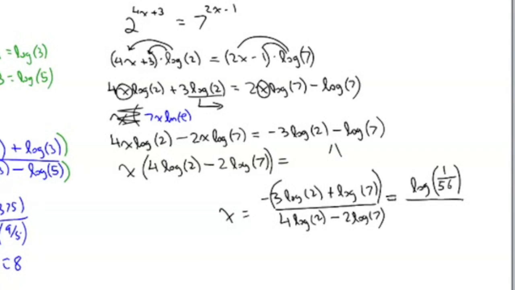Down here, this is log of 16 over, you could do it the other way. You'll get the same answer. So this is 2 to the 4th, which is 16, over 7 squared, 49. So this would be log of 16 divided by 49.